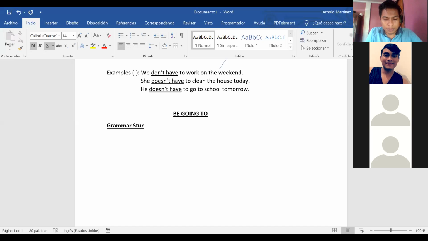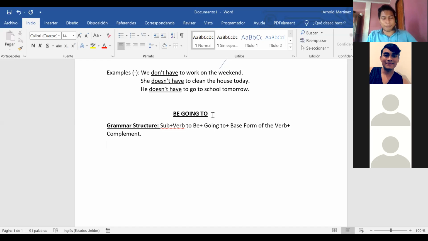Subject plus verb to be plus going to, exactly, plus what? Plus base form of the verb, very good, plus complement. That's it. Do we have sentences? Examples?